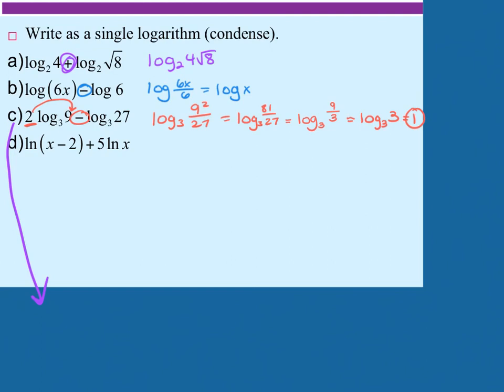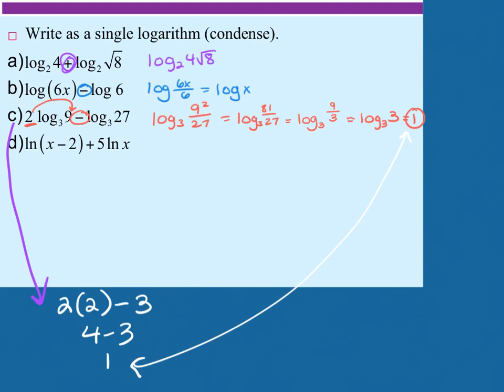If you were to simplify this from the beginning, this would be 2. Log base 3 of 9 is 2. Minus log base 3 of 27 is 3. 4 minus 3, which is 1. So two completely different ways to simplify this expression. And if it just said to simplify using any method, you could pick either one. This one I just condensed because that's what it said to do.